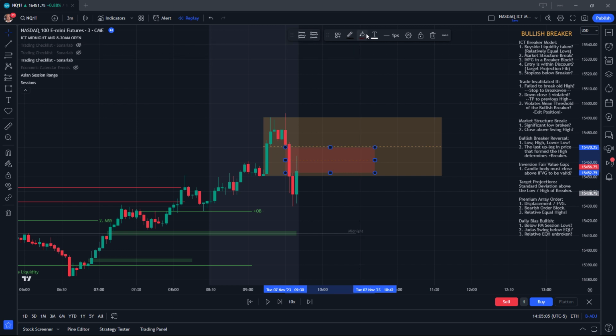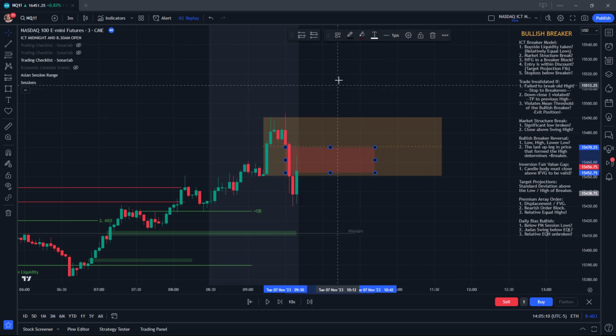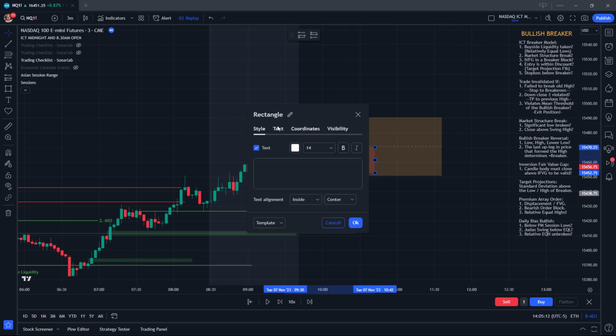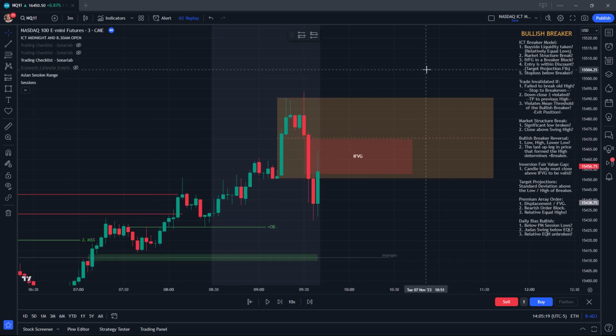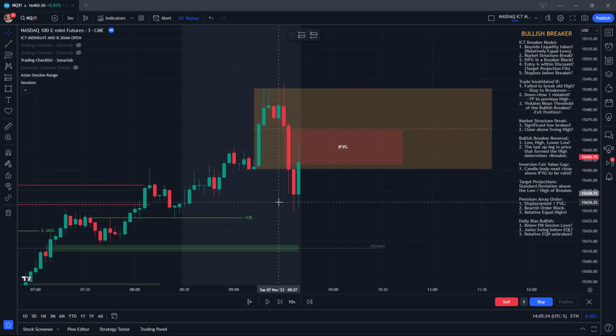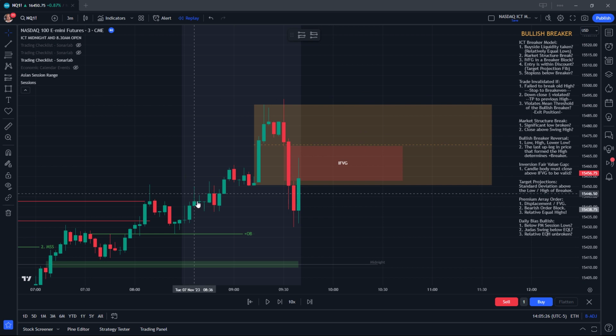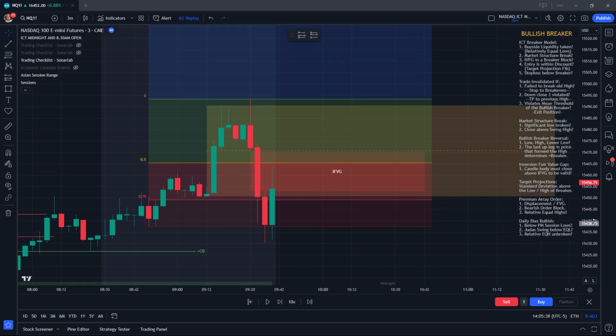We're going to make this red to signify it as our inversion fair value gap. With the inversion fair value gap, we want to see price close above it, and then we also want it to be in a discount as well. To do that, we're going to use the low and the high that form this pattern, and then this can give us our discount area.